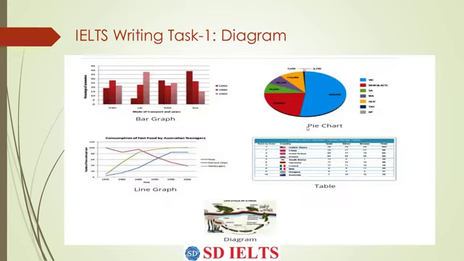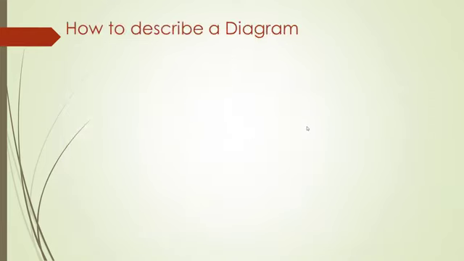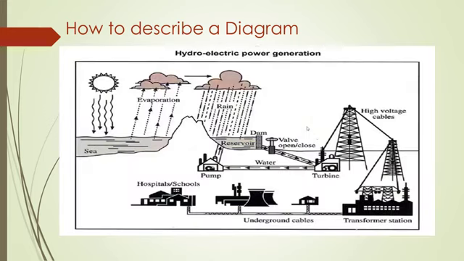So let's start. Okay, we all know we have bar graph, pie chart, line graph, table, diagram, and map. These are 4 or 5 or 6 kinds of IELTS Writing Task 1. Today, actually, we will talk about diagram. How to describe a diagram?